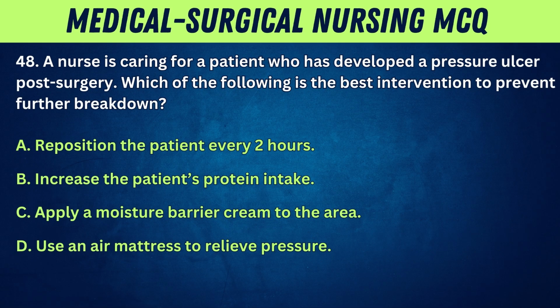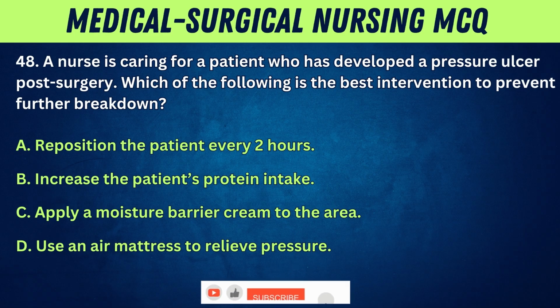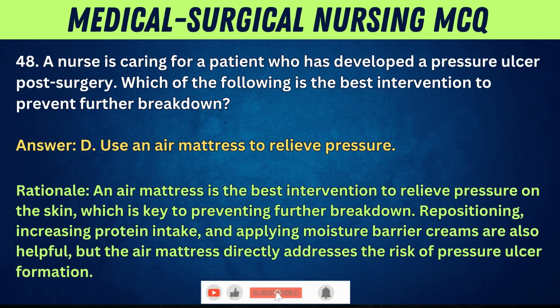48. A nurse is caring for a patient who has developed a pressure ulcer post-surgery. Which of the following is the best intervention to prevent further breakdown? A. Reposition the patient every 2 hours. B. Increase the patient's protein intake. C. Apply a moisture barrier cream to the area. D. Use an air mattress to relieve pressure. Answer: D. Use an air mattress to relieve pressure.